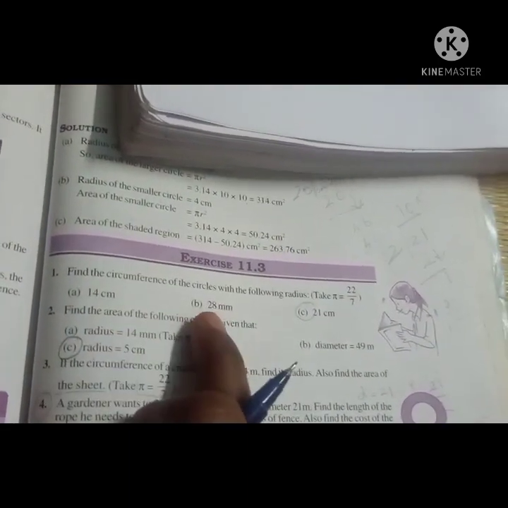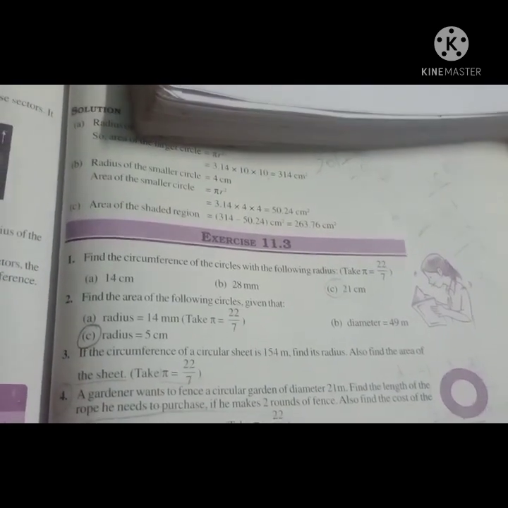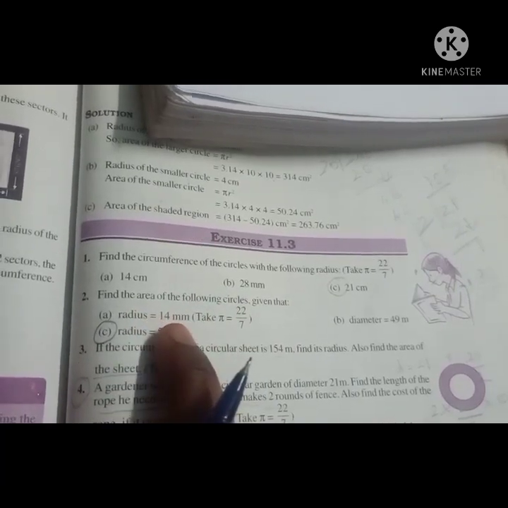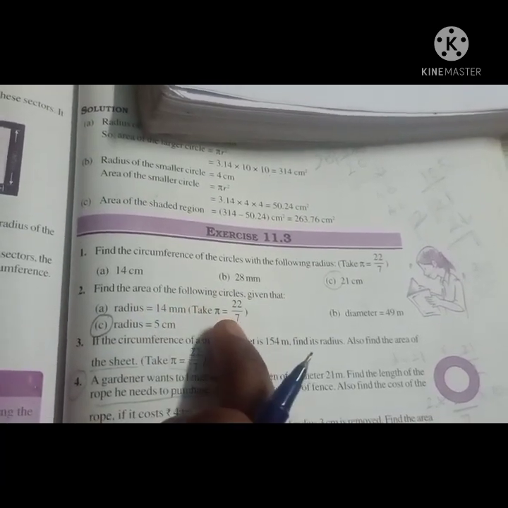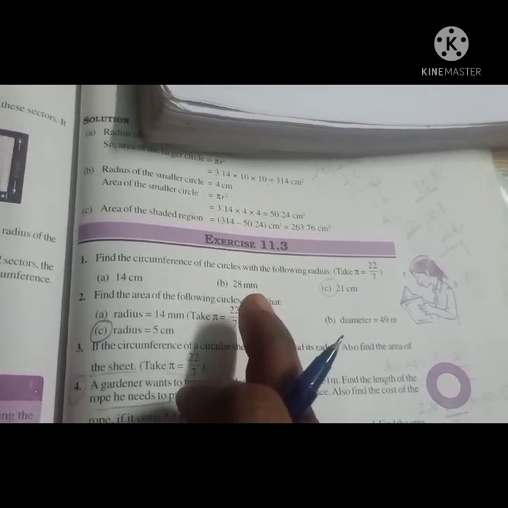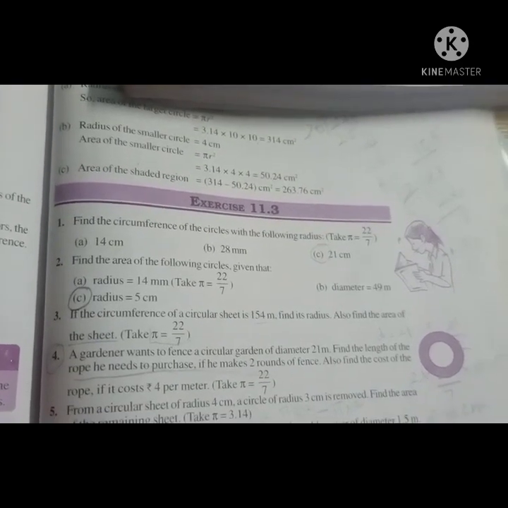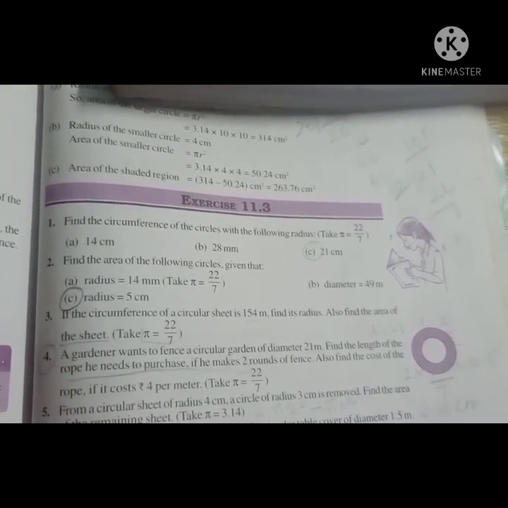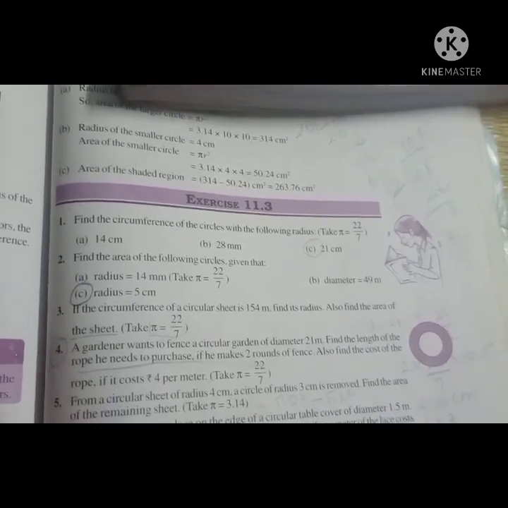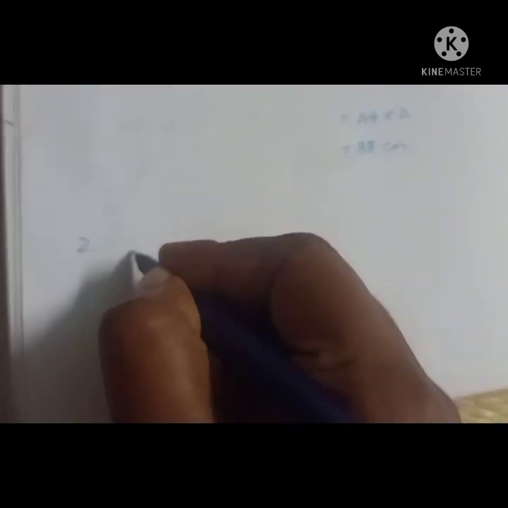Now we will move to the second question. Find this B sum and C sum. Do it as a homework. Find the area of the following circles given that radius is 14 millimeter. Here also we can take pi is equal to 22 by 7. We know the value of pi, the same 22 by 7. So what is the formula to find the area of the circle? Yes, good. Pi r square.